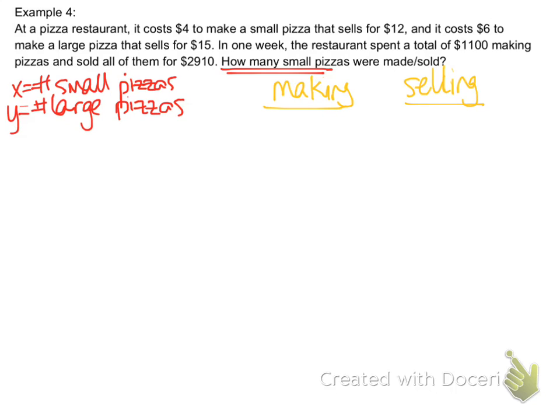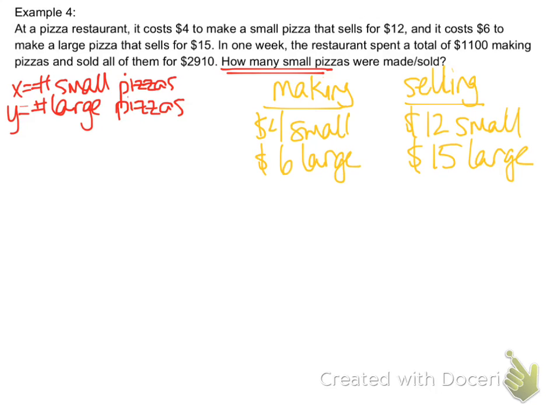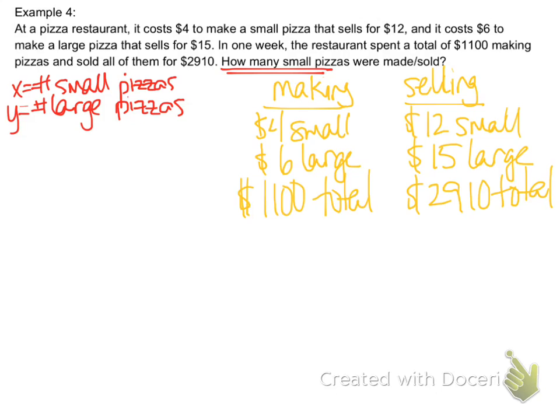We're making and selling pizzas. So what numbers go under the column of making pizzas, and what numbers go under selling? Well, the first sentence says that it costs $4 to make a small pizza and $12 to sell one. $6 to make a large pizza, and they sell it for $15. And finally, they have spent a total of $1,100 making the pizzas, and from selling them, they brought in $2,910.